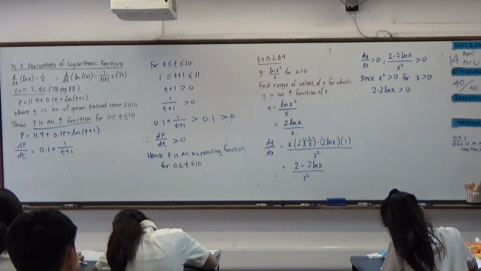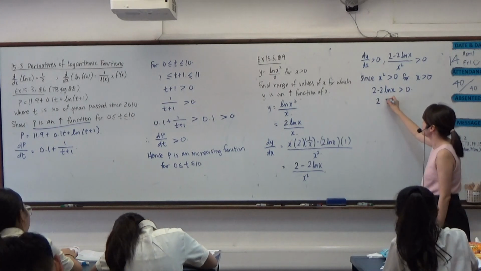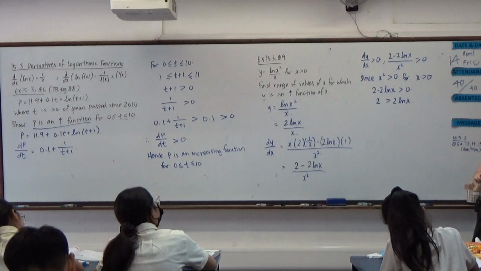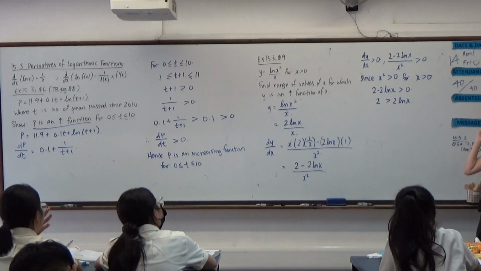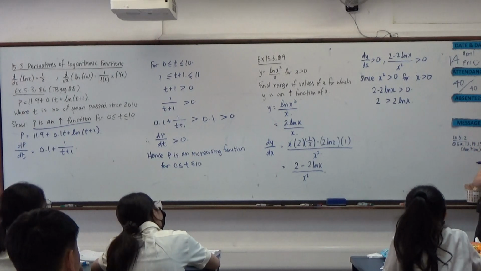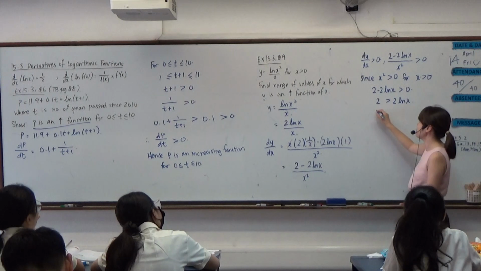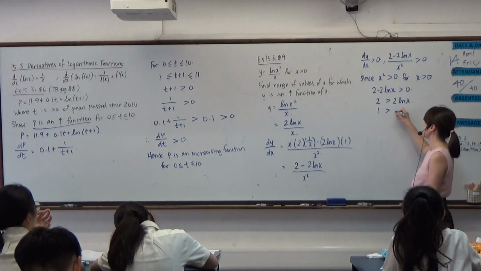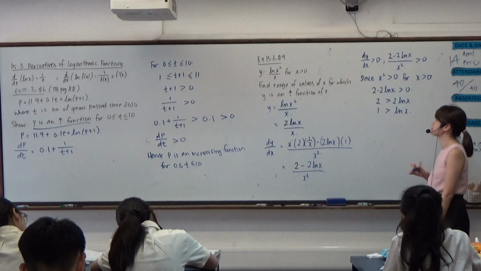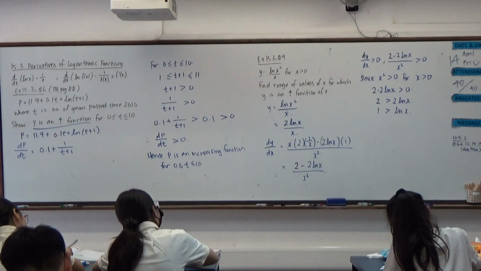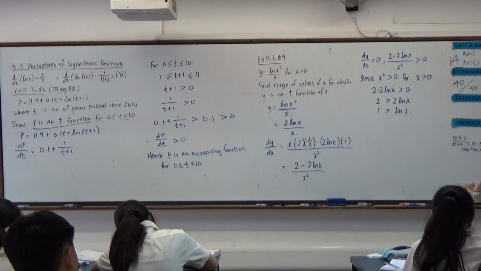In other words, 2 is more than 2 log x. Always remember, I can only add, subtract, multiply, divide by a number, cannot be an unknown. So I can at least now divide both sides by 2. So we're looking at an inequality that says 1 is more than log x.